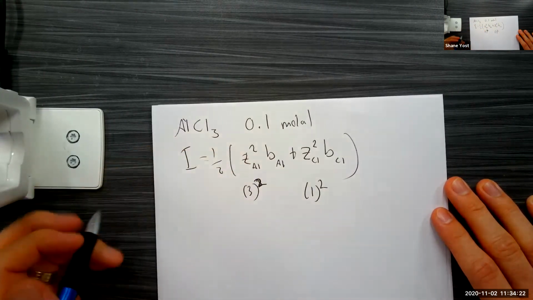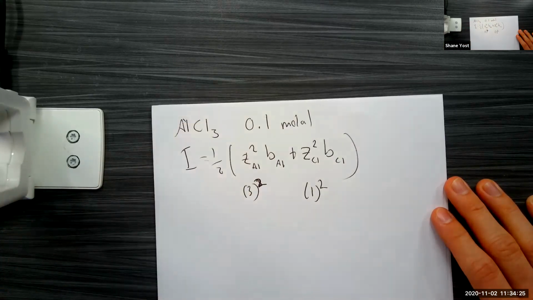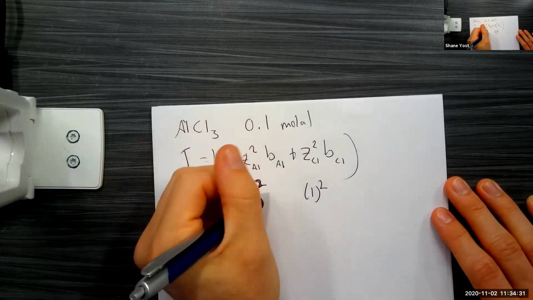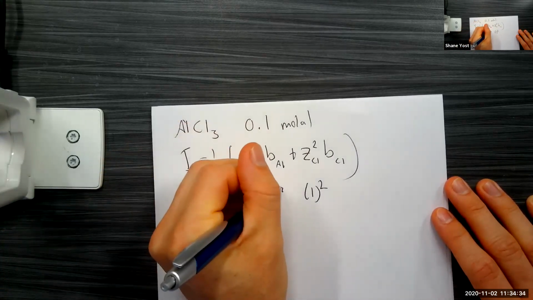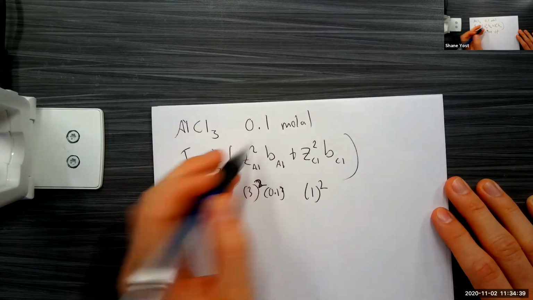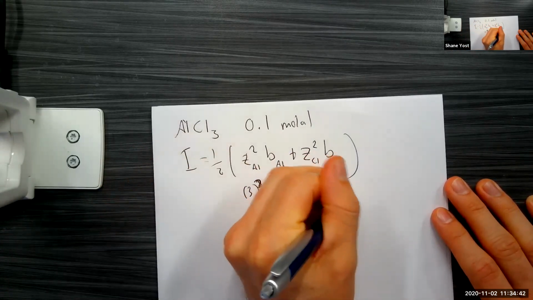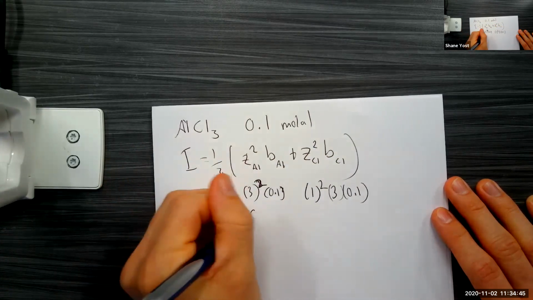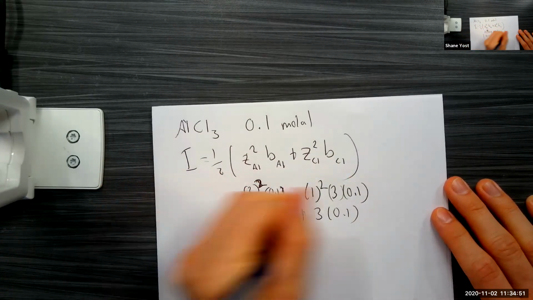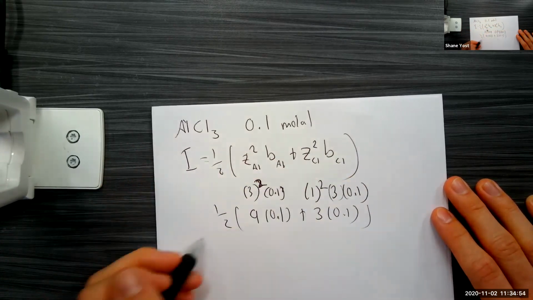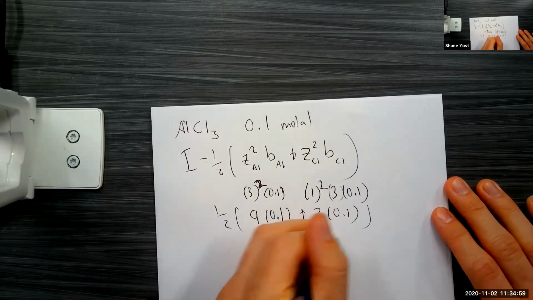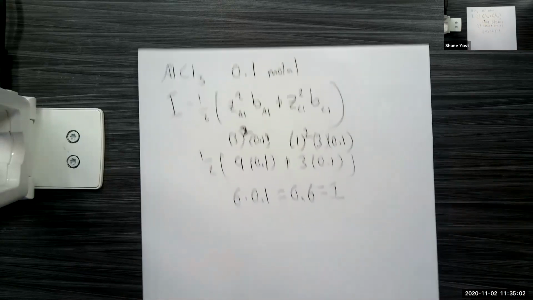Yeah, I mean, the charge is -1 technically. Then the concentration of aluminum is just 0.1 molal. And for chloride, it's going to be 3 times that concentration, so 3 times 0.1. And so I get 9 times 0.1 plus 3 times 0.1, all of this multiplied by 1/2. So that's 12 divided by 2, which is 6 times 0.1, which equals 0.6, the ionic strength of this solution.